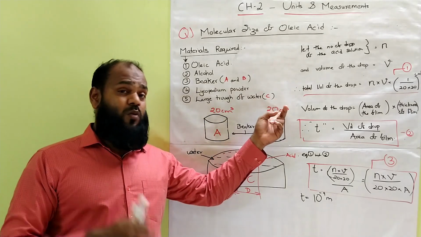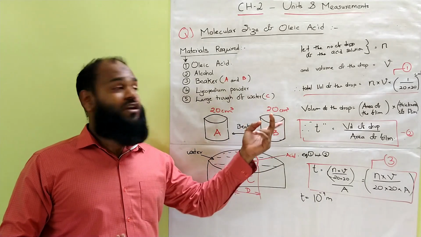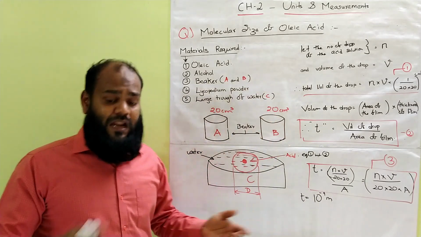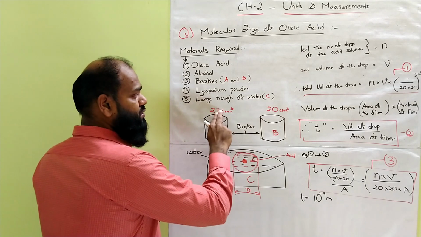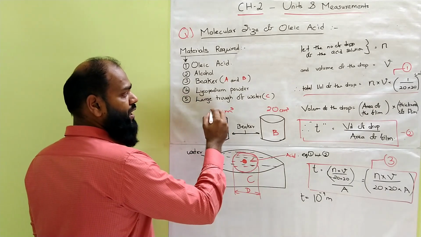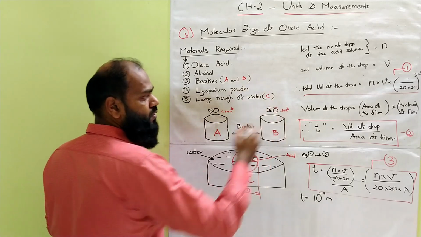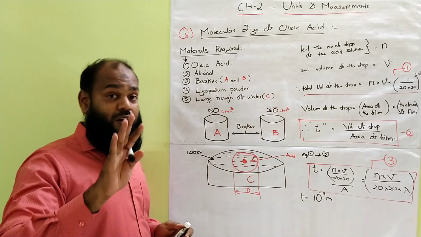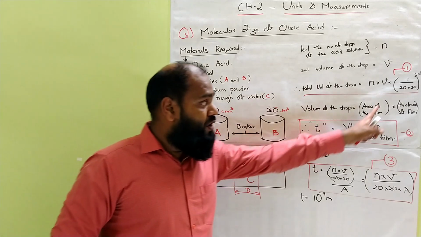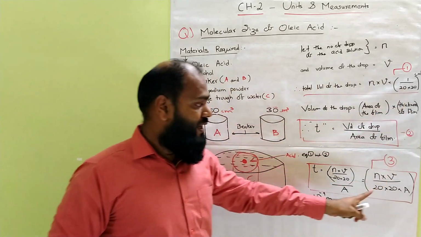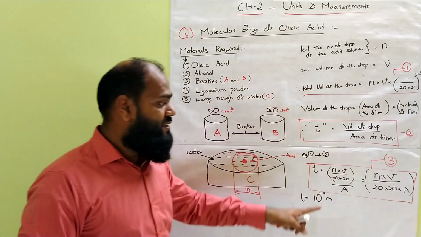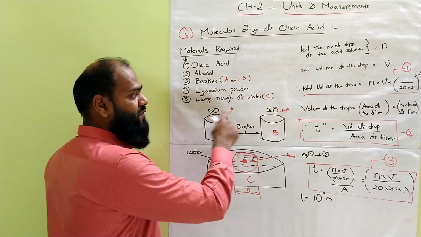These centimeter cube values can also be 50 centimeter cube and 30 centimeter cube. For example, let me change the values from 20 centimeter cube to, let us say, 50 centimeter cube and 30 centimeter cube. Then what happens? Do not panic. I am just going to change the values in the formula. That is the values here, 20 by 20. Instead of 20 by 20, I am going to change it as 50 and 30.